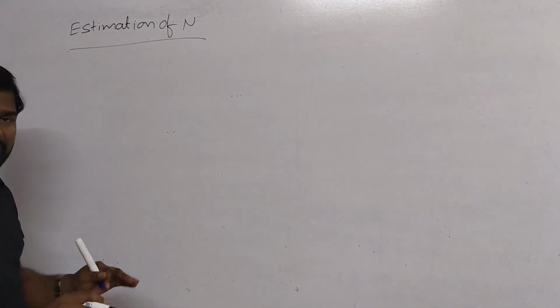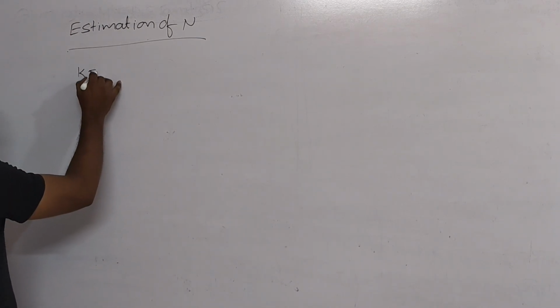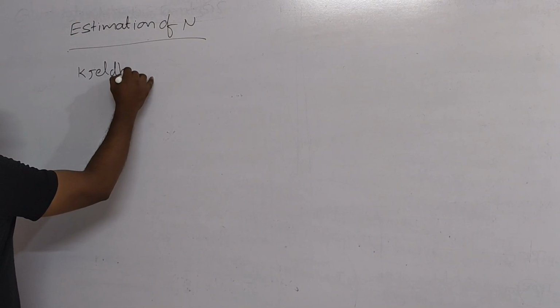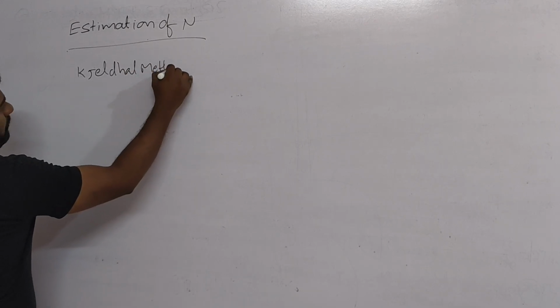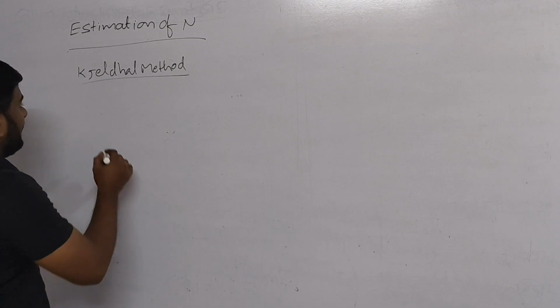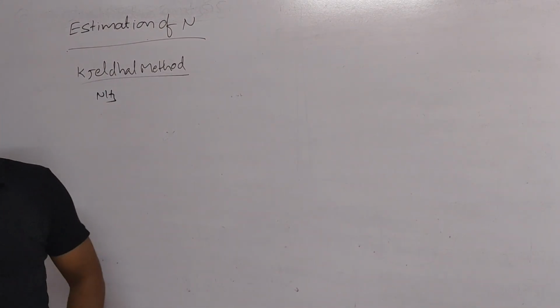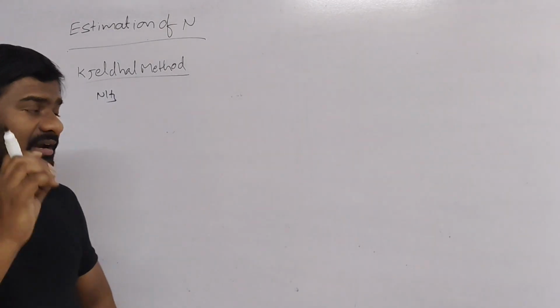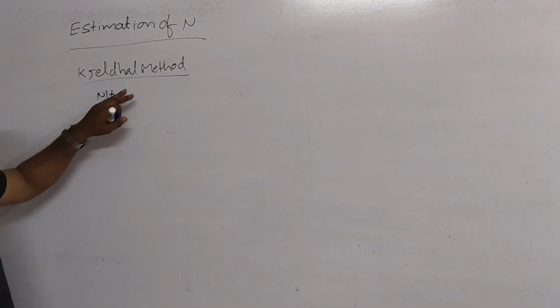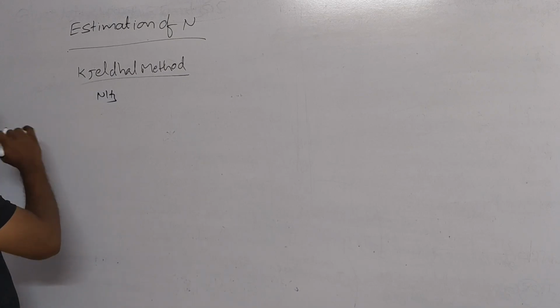So the Dumas method is completed. Next, the Kjeldahl method. In this method, nitrogen is estimated as NH3. Very important: in the Dumas method, nitrogen is estimated as N2. In the Kjeldahl method, nitrogen is estimated as NH3. So how is it estimated as NH3?